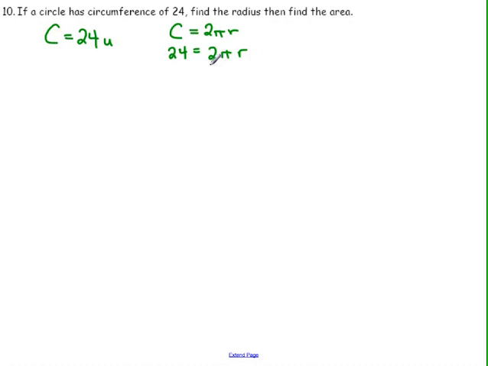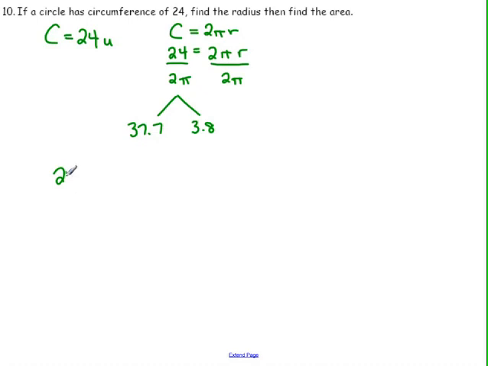To get r by itself, I'm going to divide both sides by 2 pi, and if I'm not careful with this, I could get one of 2 answers. One answer I could get is 37.7, and one answer I could get here is 3.8. Only one of these is right, so we have to figure out what's going on.